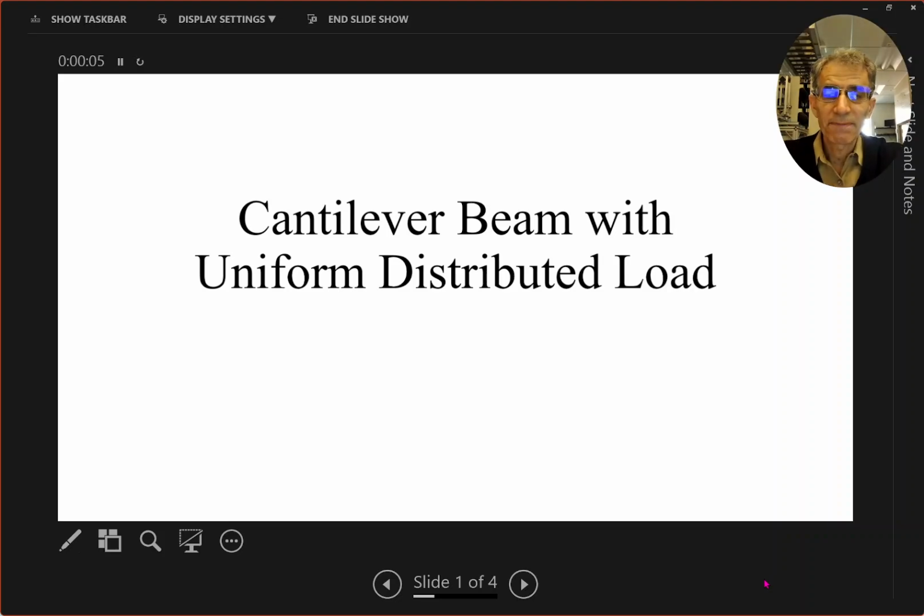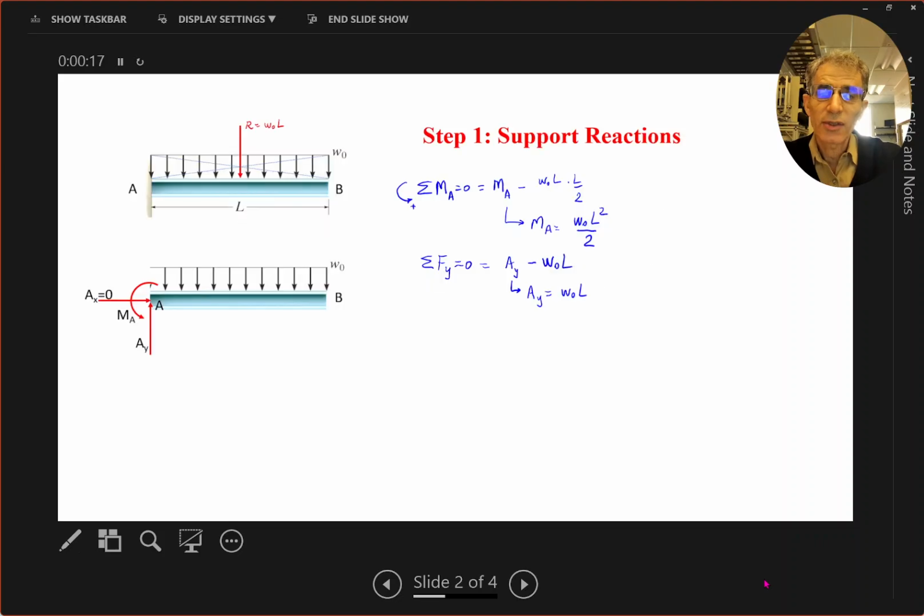Good morning, everyone. This time we look at a little bit more complicated problem where we have a distributed load, and it's a uniform one. We don't complicate it that much. So we have this cantilever beam that has a negative oriented distributed load on top of the beam pointing downward. When we calculate its resultant and put it at the centroid of that rectangle, we can see easily it's the area of the rectangle, very clear to understand.